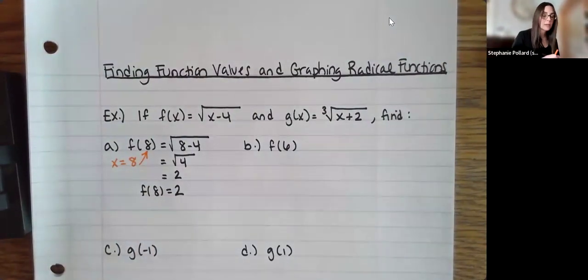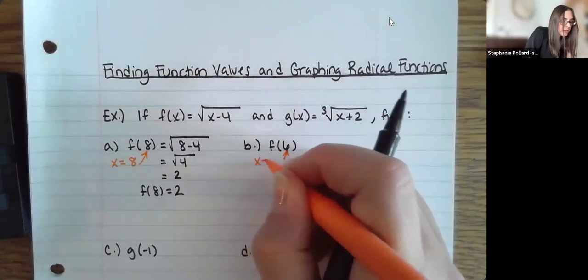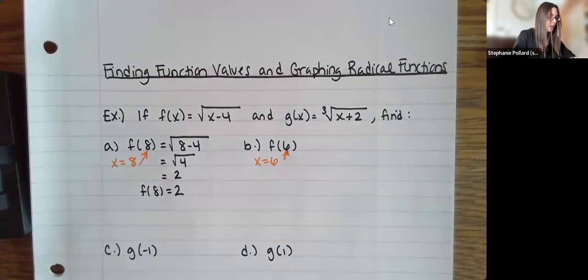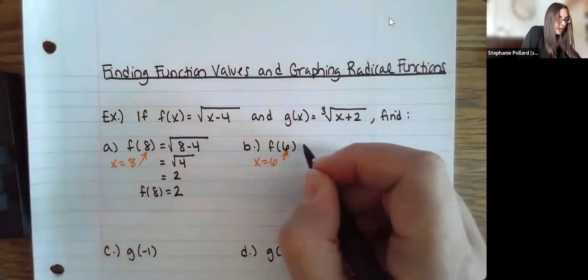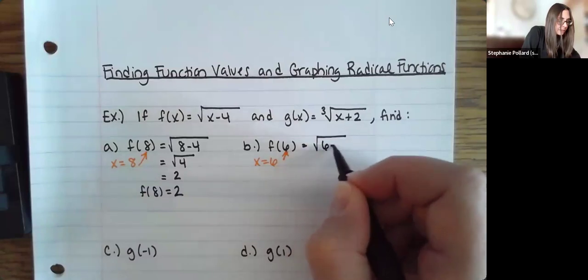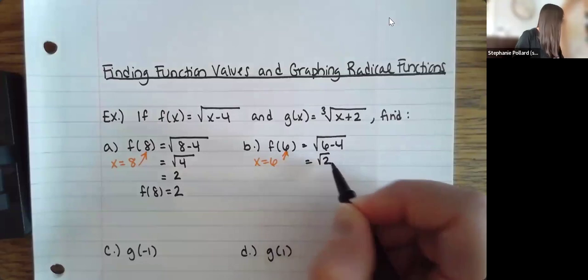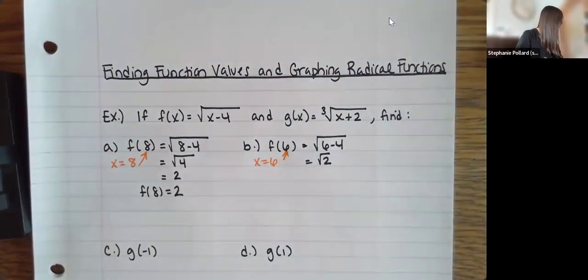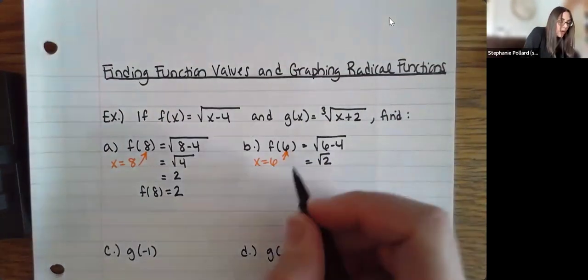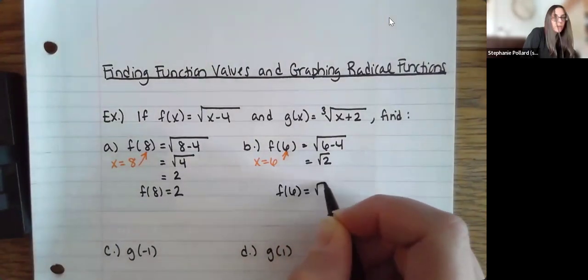Next, we'll do 6. Here we're asked to replace the x value with 6 instead. So I'm going to go up to my function notation. Again, I'm looking at the f function, and I'm going to plug in 6. Now 6 minus 4 is 2, so I have the square root of 2 here. So f of 6 is equal to root 2.